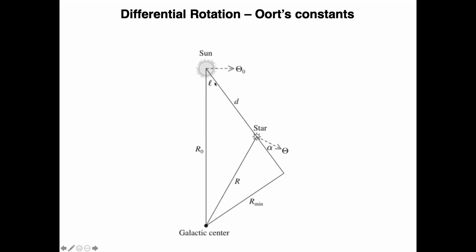The star is at the distance R from the galactic center and is moving on a circular orbit then with speed Theta. Question is, how can we determine the orbital speed Theta(R) from observations of a star? So let's look at that in detail.